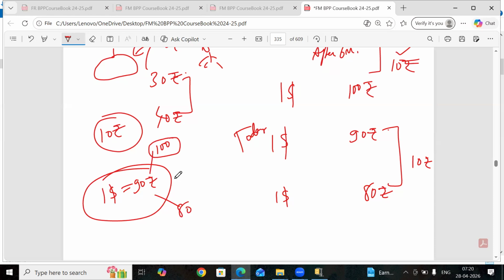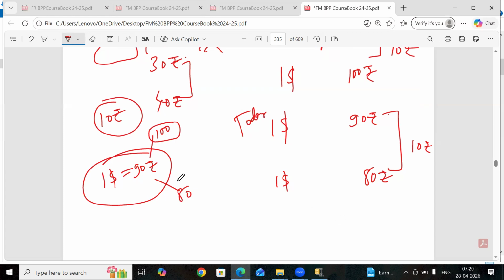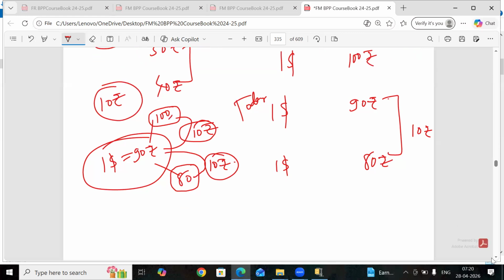If in the future I sell dollars to the bank and convert that into rupees, and I get only 80, I lose 10 there. I'm again telling you, if I buy for 100, I pay 10 extra. If I sell for 80, I get 10 less. So here also I am into loss, here also I am into loss. So first we are understanding the risk factor. Then we will see the remedies. Don't worry.